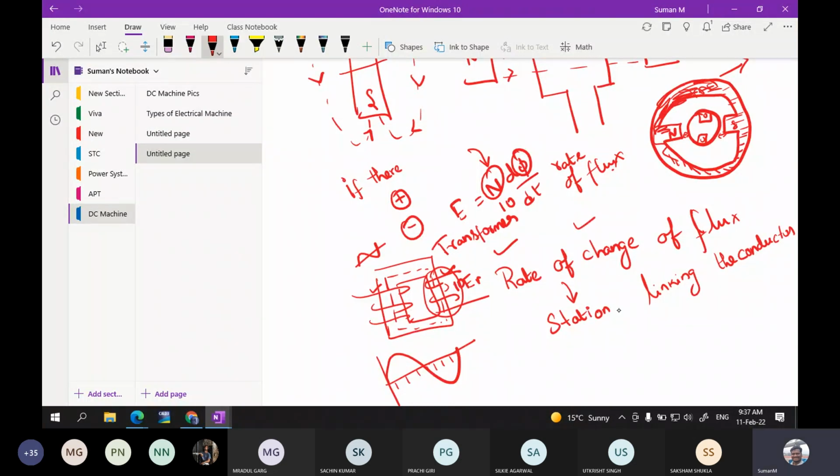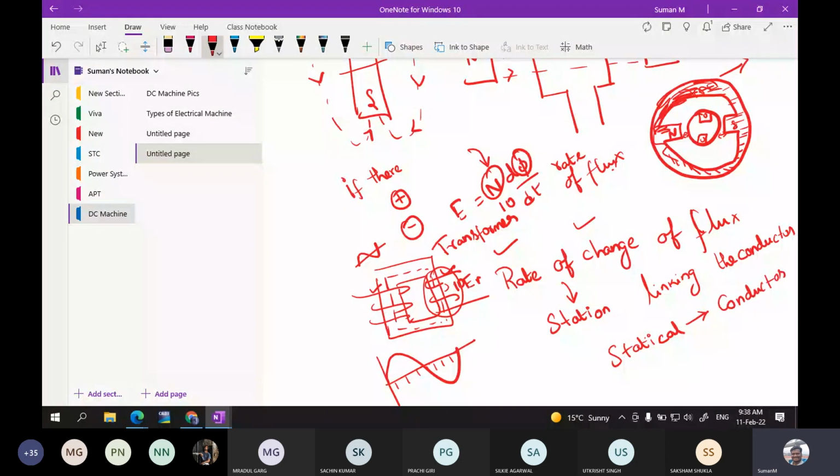This is called statically induced EMF. This static depends on the fact that the conductor is fixed. The conductor is not moving.